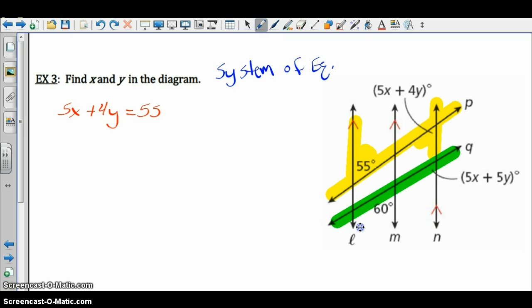But we have another set of angles to look at. Transversal Q intersects lines M and N, creating these corresponding angles, 5x plus 5y and 60 degrees. Those should be equal. So that's where we get our other equation.